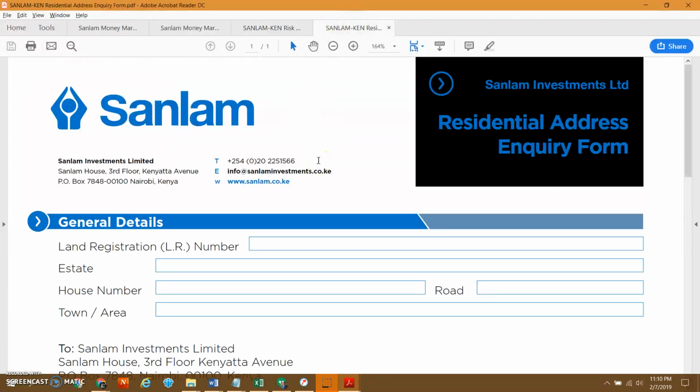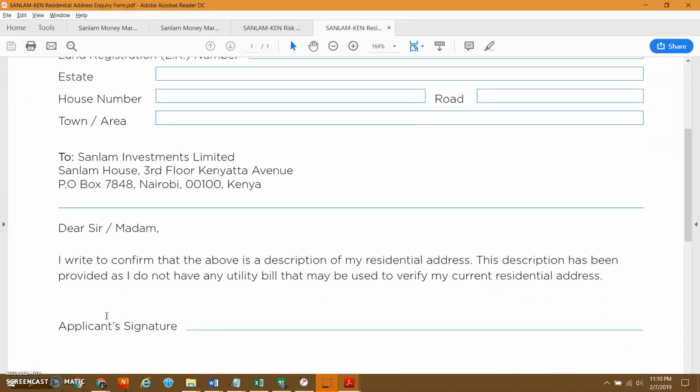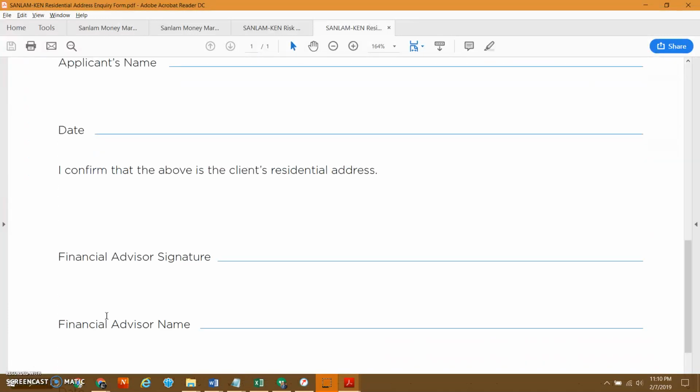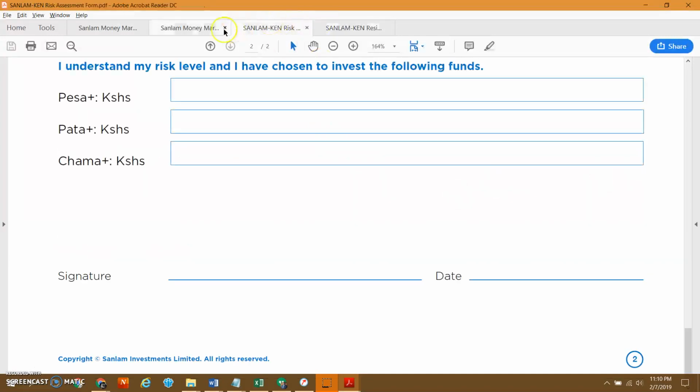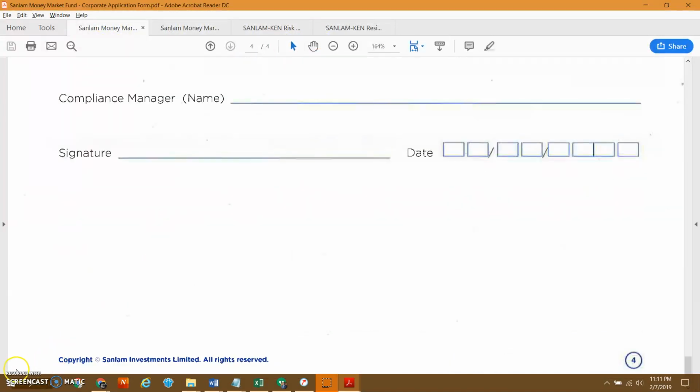Then there's this form called the residential address inquiry form, and this form is for people who don't have the utility bill, that is the electricity or water bill, and they would have to fill this form to show that they are genuine people who live in Kenya. You'd need the land registration number from your landlord, the estate name, the house number, road, and town area, and then you'd have to have this signed by yourself and then certified by a financial advisor. If you contact me via email, I can help you with this. I think that covers the other forms that were to be uploaded. Okay, bye.